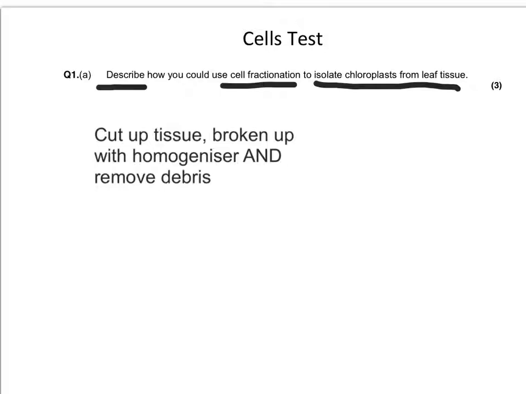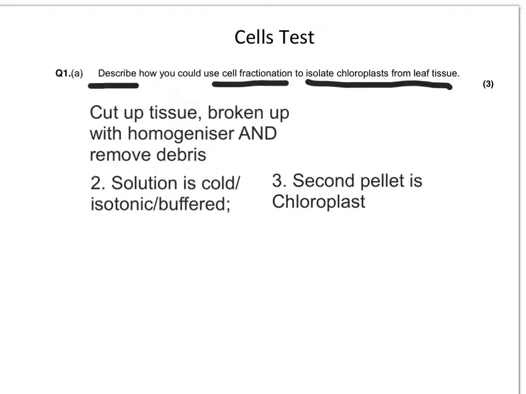Okay. And then it asks how you'd isolate chloroplasts. Well, basically you'd need to centrifuge, and you need to mention the second pellet is the chloroplast. So there are the answers, okay, and you can see you've got to be quite specific. I just want to note that for the second mark you need to mention either cold, isotonic or buffered, not all three, you just need one of those. But for the third mark you do need to say that if you were to use a centrifuge it would be the second pellet, which is the chloroplast, because that answers the question.